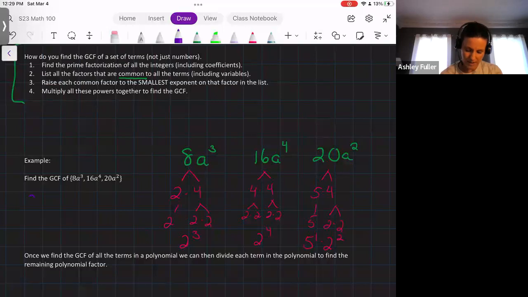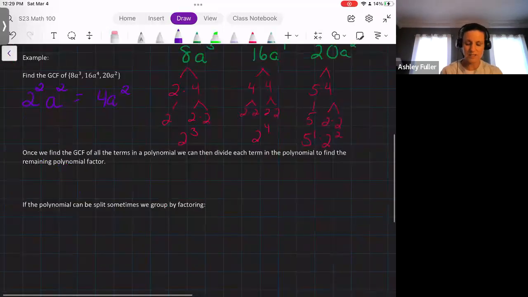Now remember, we're only going to list the things that they have in common. So our GCF is going to have a 2, and it's going to have an A. It's not going to have a 5. And then I'm going to list the smallest exponent for each. The smallest exponent for 2 is 2, and the smallest exponent for A is also 2. Because remember, if I use anything higher, they're not going to all have it in common. They have to all have it in common. So the GCF of these 3 terms is going to be 4a squared. That means they are all divisible by that.